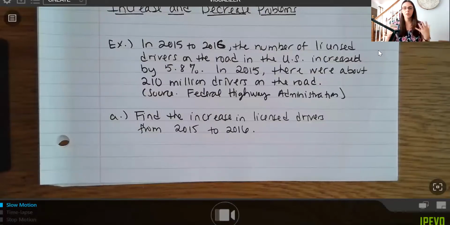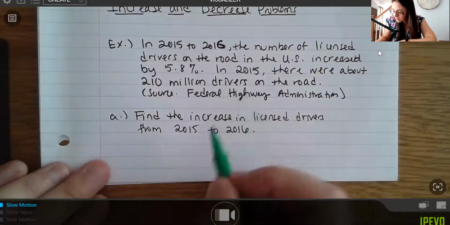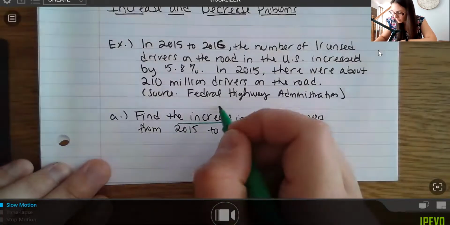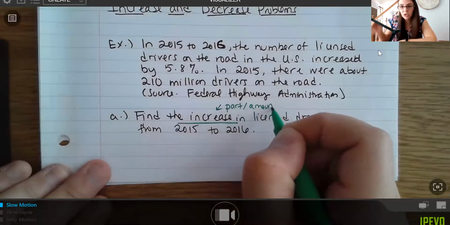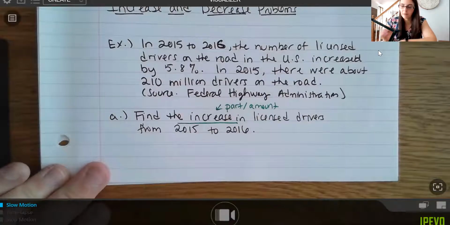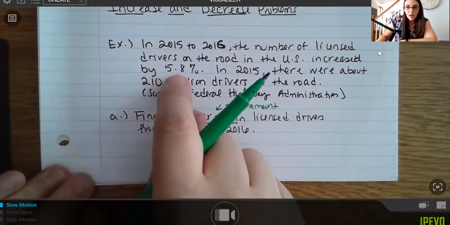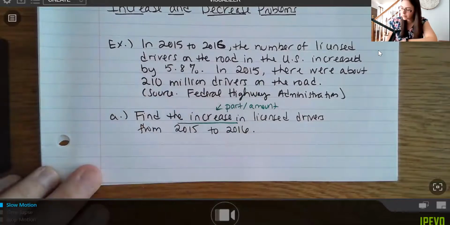There's a couple of different ways that you can think about increase and decrease. You can think specifically about the amount of the increase or decrease, so just how much the value is changing. And then you can also think about the final overall answer. So there's a two-part thing going on when we have increase and decrease problems. If we're looking for the increase, then we're just looking for how much it's increasing by. I know it's 5.8%, but I want to know how many drivers, okay?